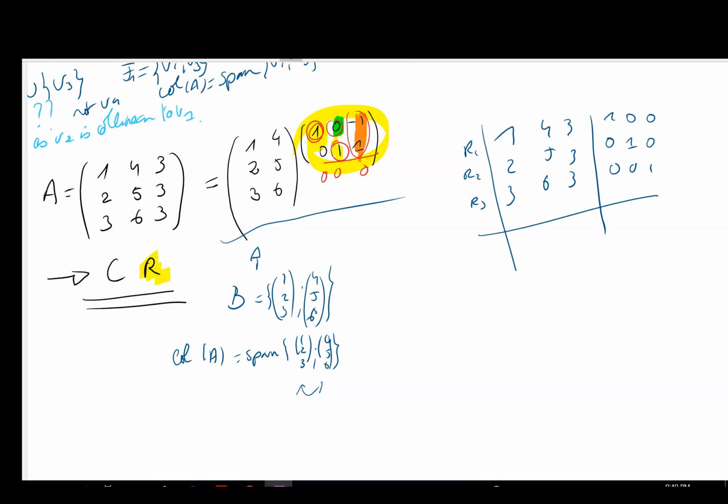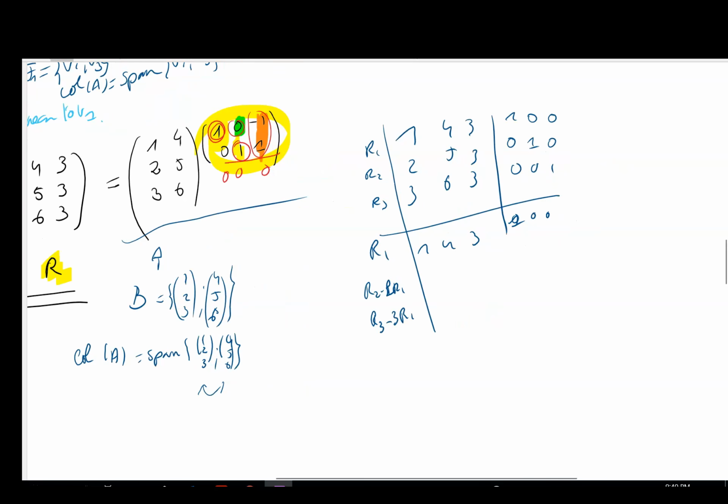I'm going to keep row 1, make row 2 minus 2 row 1, and row 3 minus 3 row 1. So I get 1, 4, 3, 0, 1, 0, 0. And this one, I do as I'm doing that. Okay, this one I get 0, negative 3, 3 minus 6, so that's negative 3, so that's negative 2, 1, 0.